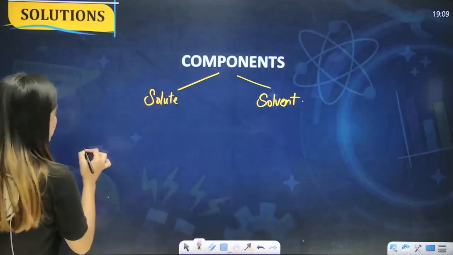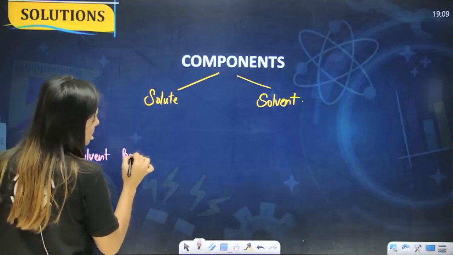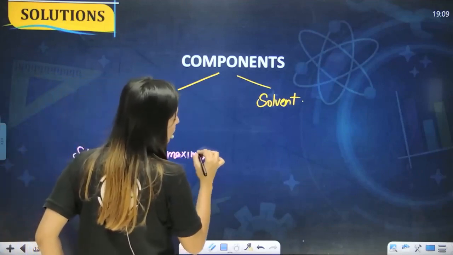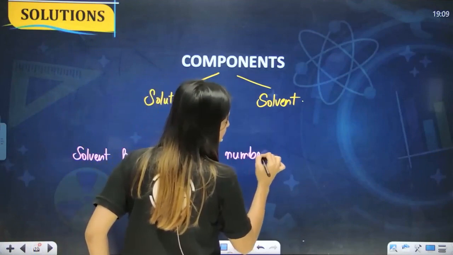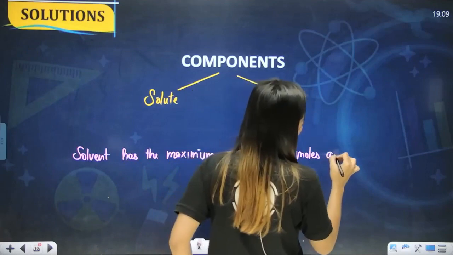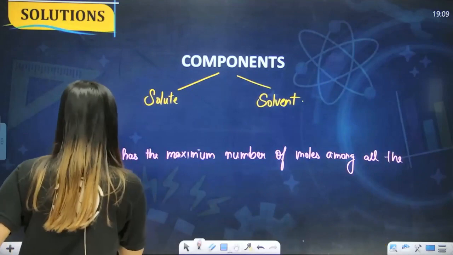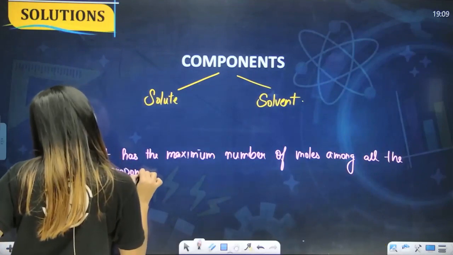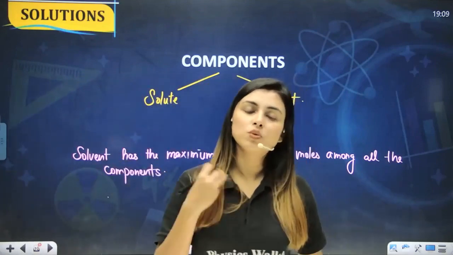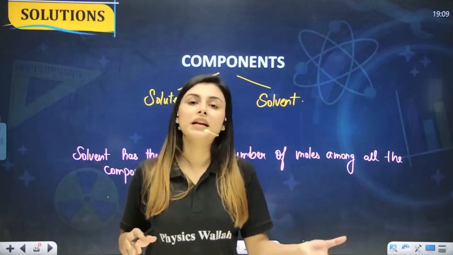You can write here that the solvent has the maximum number of moles among all the components. I hope this is clear. The component with the maximum number of moles will be called a solvent, and all the other components will be classified as solute.